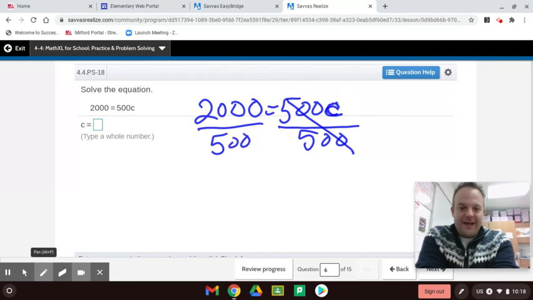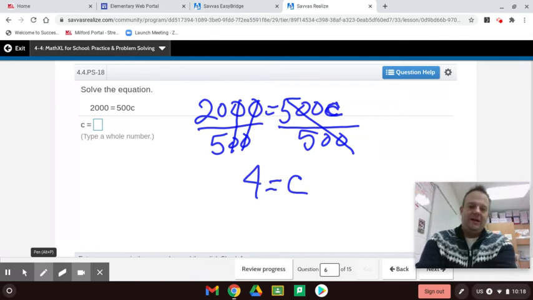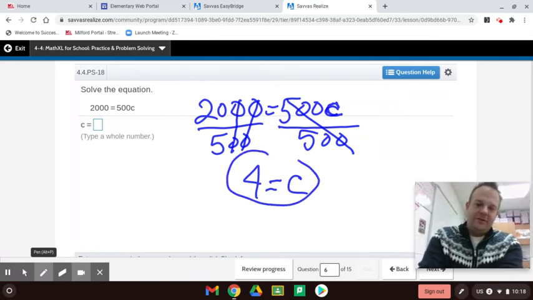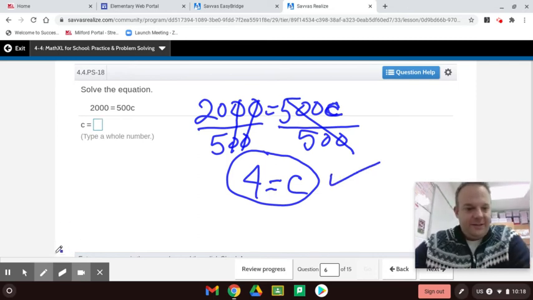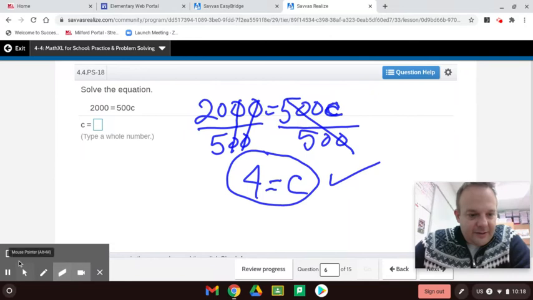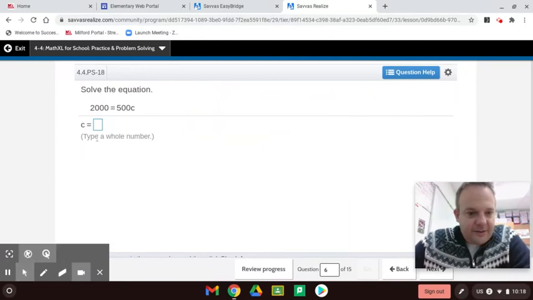And now you get C equals... And I think it would be, see, watch this trick, the zero trick. Cancel out the zeros. And 20 divided by 5 is 4. Then you always want to check. So you always circle your answer. Your teacher probably wants you to circle it and then check. 500 times 4 is 2,000. Yep, that checks. So 4 right here.